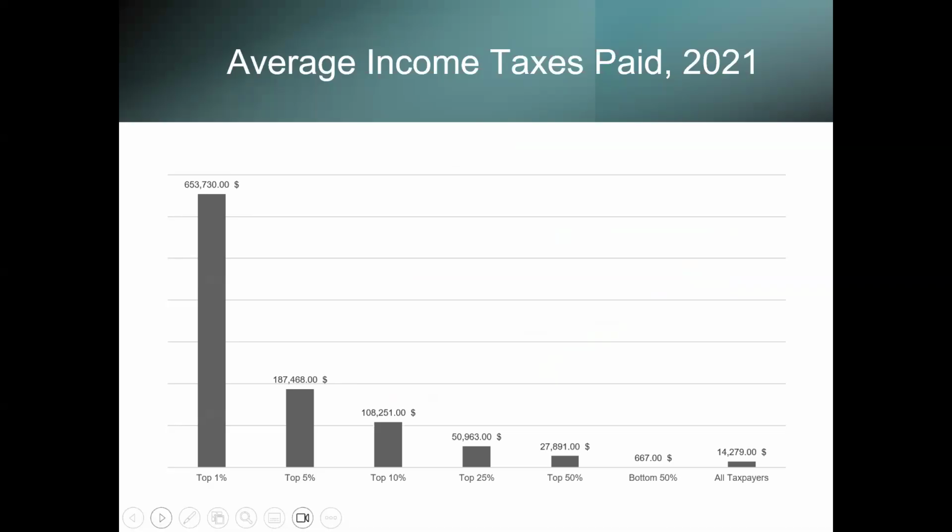Now, what you're going to see here is that the people that earn the most in this country also pay the most in taxes. So if you're in the top 1%, you pay an average of about $650,000 a year in federal income taxes. And then again, a little under $200,000 for the top 5%, and you see it gradually goes down. Now, what you'll see is the top 50% of Americans then pay almost $28,000 a year in income taxes, and the bottom 50% of Americans only pay about $667 a year in income taxes.